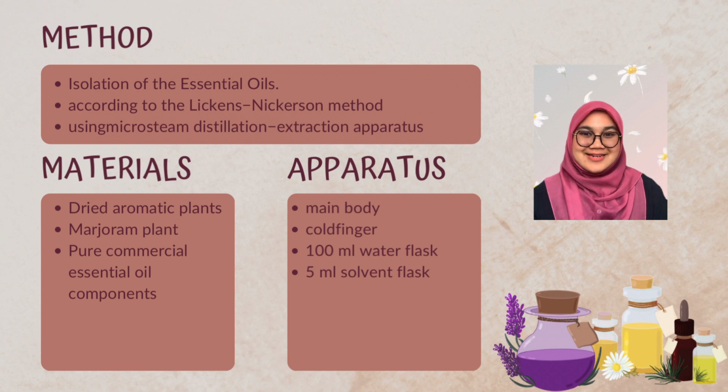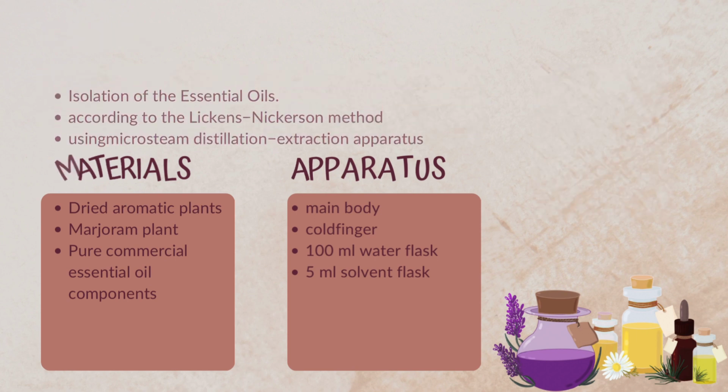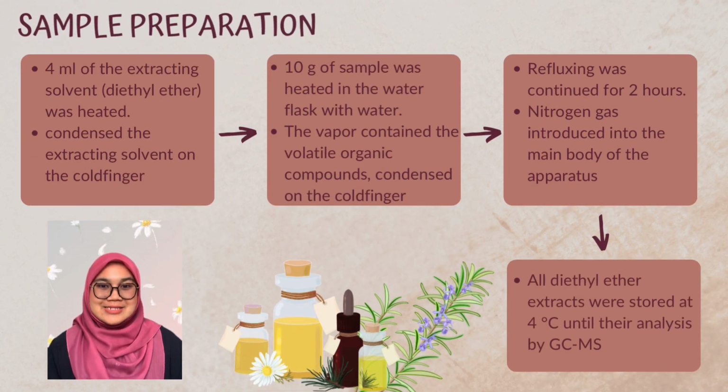As for the materials for this analysis, they are dried aromatic plants, marjoram plant, and pure commercial essential oil components. The apparatus consisted of a main body, a cold finger, a 100 ml water flask, and a 5 ml solvent flask. Now, I will explain the sample preparation of essential oil.